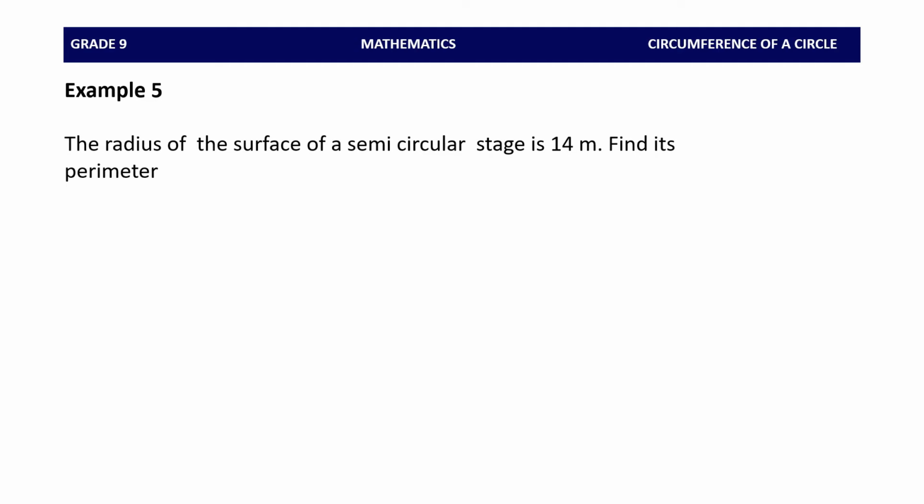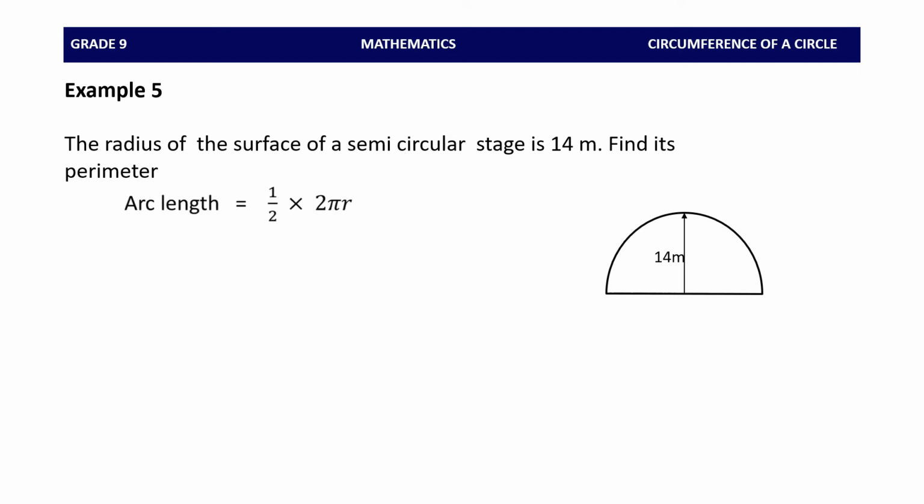There is another example. The radius of the surface of a semicircular stage is 14 meters. Find its perimeter. Here's the diagram. As the radius is given there, we can use half of 2 pi r to find the arc length. Substitute the values.